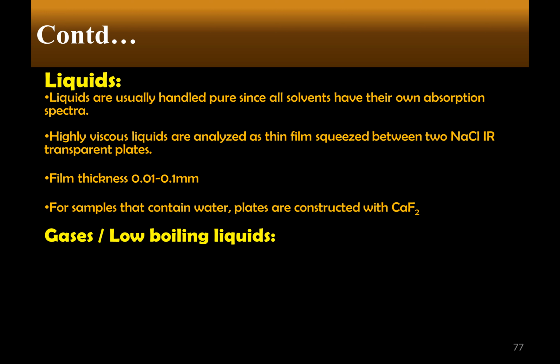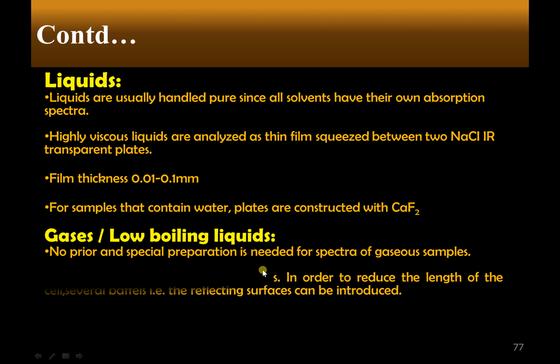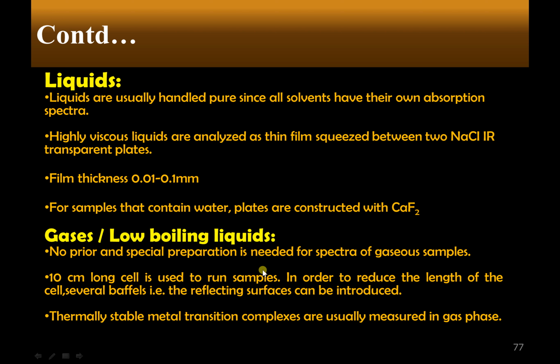Gases and low boiling liquids: no prior and special preparation is needed for spectra of gaseous samples. A 10 centimeter long cell is used to run these samples. In order to reduce the length of the cell, several baffles, that is reflecting surfaces, can be introduced. Thermally stable metal transition complexes are usually measured in gas phase.